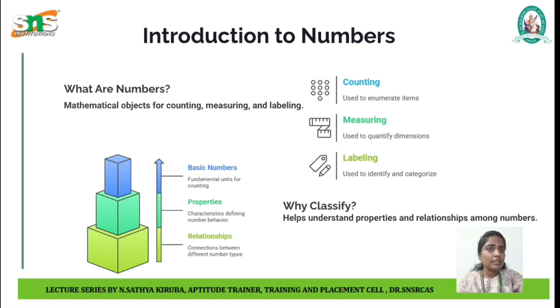Now, what is a number? Numbers are the mathematical objects that are used for counting, measuring and labeling. Whatever you learn in numbers, first you will be counting and measuring and then you will be labeling it. That is how it goes.